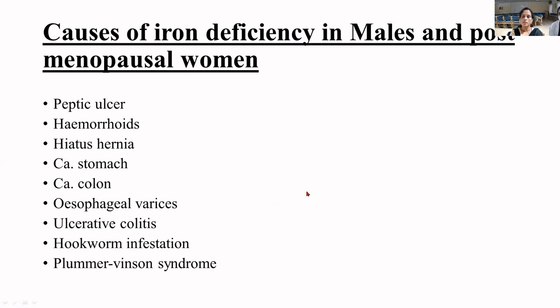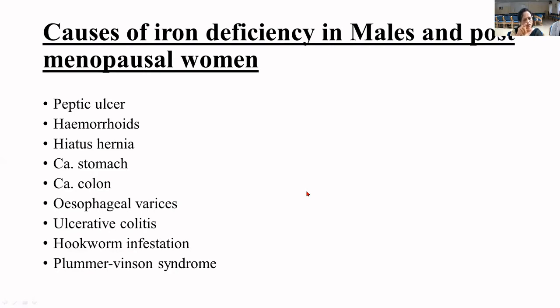Yeah, students, you read about Plummer-Vinson syndrome. So typically a middle-aged woman comes with dysphagia, difficulty to swallow. However, I've seen obese women also, and she will have iron deficiency. So read about it. We discussed it, I don't know for this batch or the previous batch.